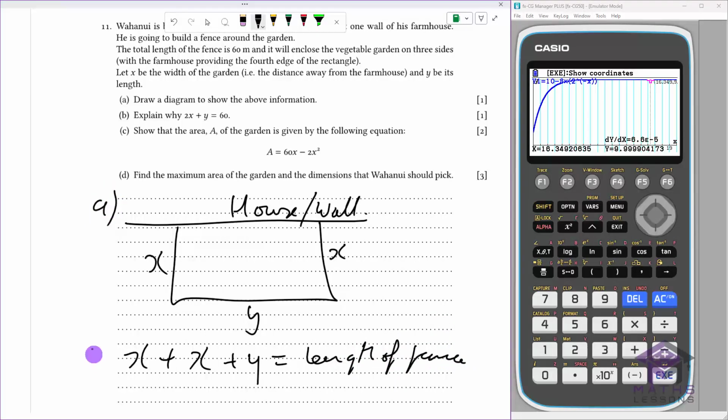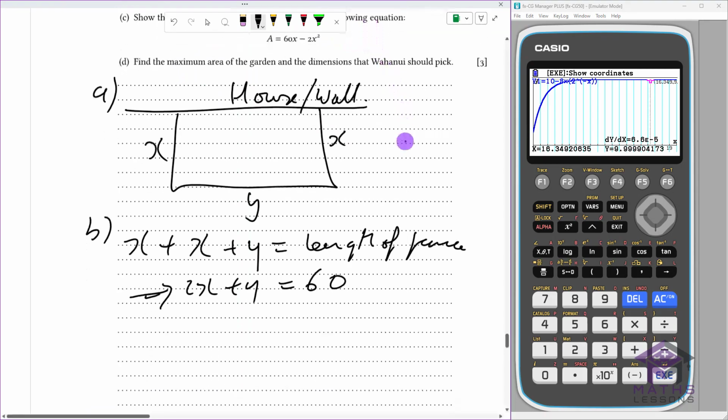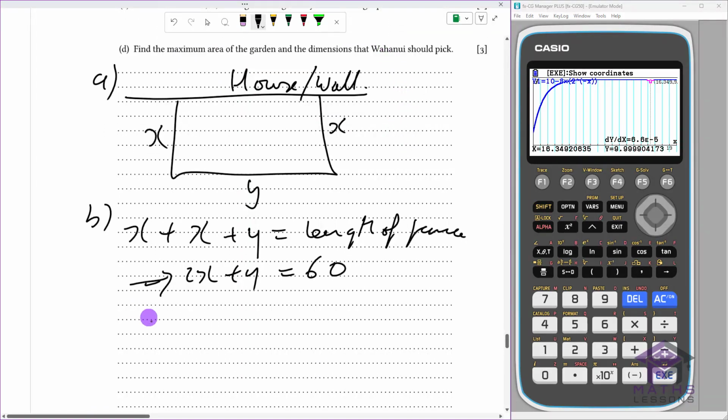Okay, so that's part A, this is part B. So therefore, 2x plus y will equal 60. And that's probably the most concise way to explain it. Show the area of the garden is given by the following equation. We seem to have real problems with this. So the area is going to be the length times width, so it's x times y.